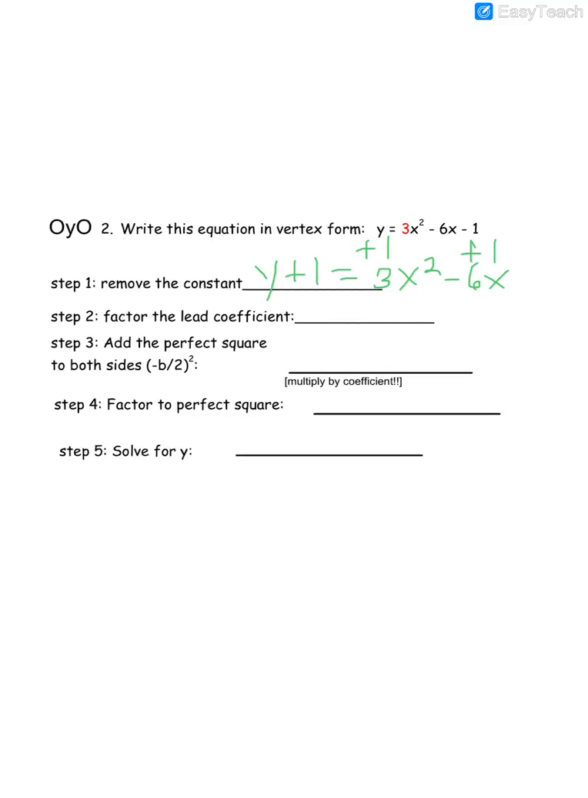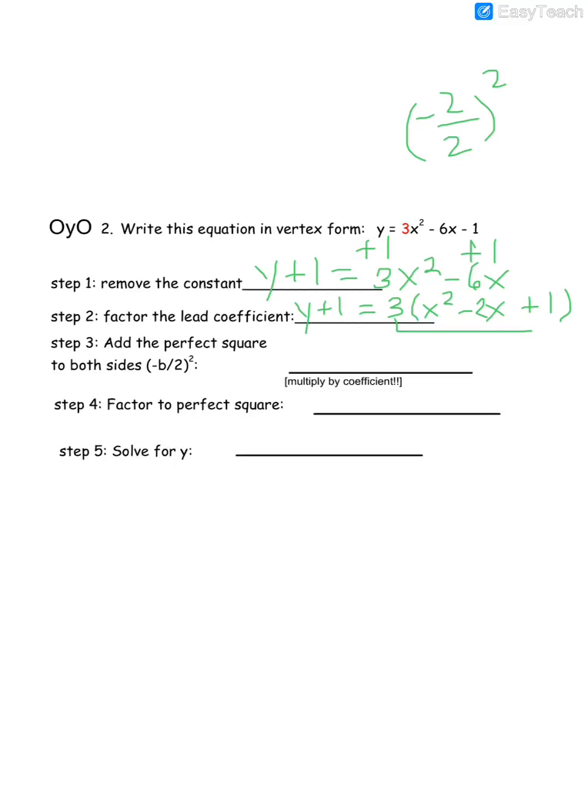All right, factor the lead coefficient. So I am going to do that. I'm going to do y plus 1 equals, and I'm going to rip out just the 3, x squared minus 2x, so I can complete the square. So again, my b term is negative 2. In this case, I'm going to divide it by 2, and I'm going to square it. That comes out to be a plus 1. So I'm going to do the plus 1 here. And again, I am not going to add 1 on this side, even though I want to.